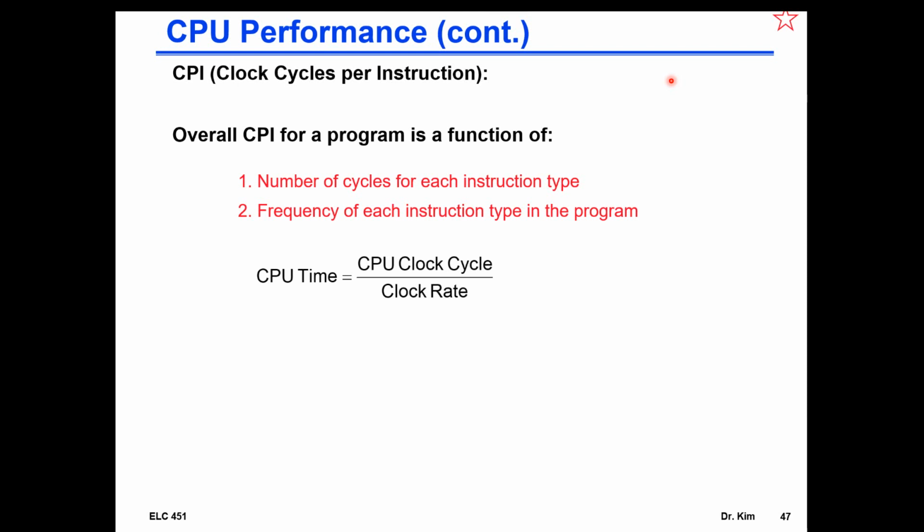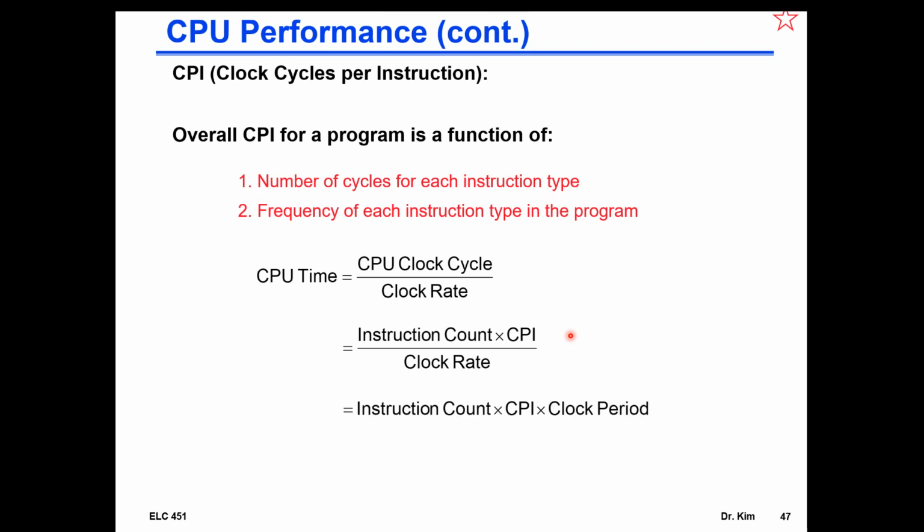So again, CPU time equals the CPU clock cycles divided by the clock rate. Now these CPU clock cycles, the number of clock cycles, as I mentioned, is the instruction count times the clocks per instruction, the CPI, for a specific instruction type. And then the same CPU time can be written this way, which is just recognizing that 1 over the clock rate is the clock period. Okay?